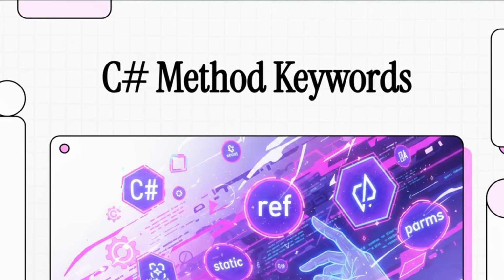Okay, so today we're diving into C-sharp method keywords, but forget just thinking about syntax. We're going to be unlocking the secret tools baked right into C-sharp that let you write code that's faster, cleaner, and just plain smarter. These aren't just keywords, they're your coding superpowers.